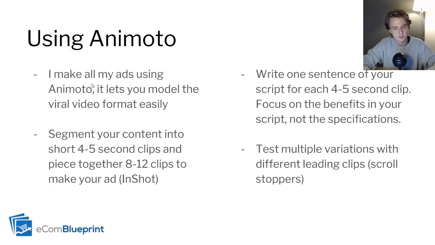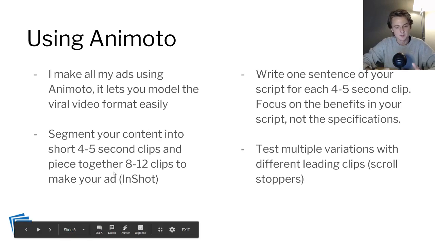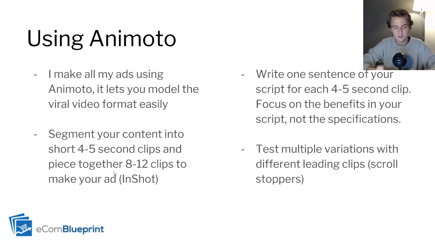Now, I make all my ads using Animoto. I already showed you an example of that in a previous module, and I'm going to show you more examples of that in this lesson. But basically, I use Animoto to make all my ads. Now, what I like to do is segment my content into short 4 to 5 second clips using InShot.